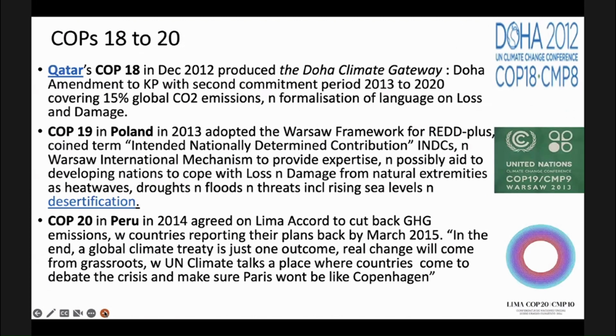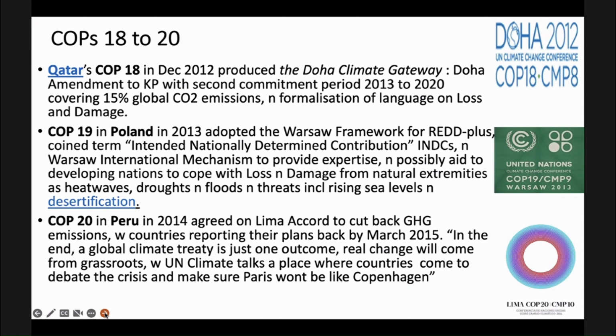Qatar's COP18 produced the Doha Climate Gateway, an amendment to the Kyoto Protocol with a further commitment period up to 2020, and targeted 15% of global CO2 emissions, and standardized some language on loss and damage. And this may appear silly and unimportant, but actually it's hard negotiation at each of the COPs. And we'll talk about it a little later, and somebody can ask me a question on the different approaches used by the SDGs and by climate, and which is better.